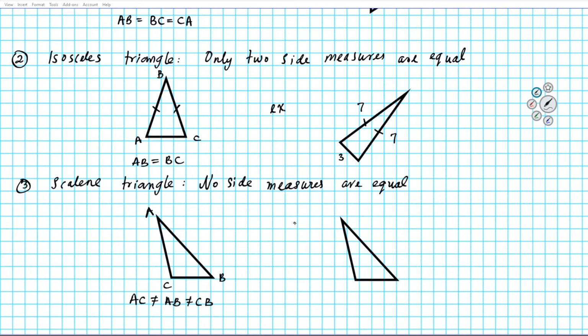So let's take a look at an example of a scaling triangle. What side measures do you think we can put in here to reflect that this triangle is scaling? Well, let's say this side measures 2. This cannot be 2, so this side will be, let's say, 3. And then this side cannot be 2 or 3, so let's say 5. So this triangle is a scaling triangle because no side measures are equal.